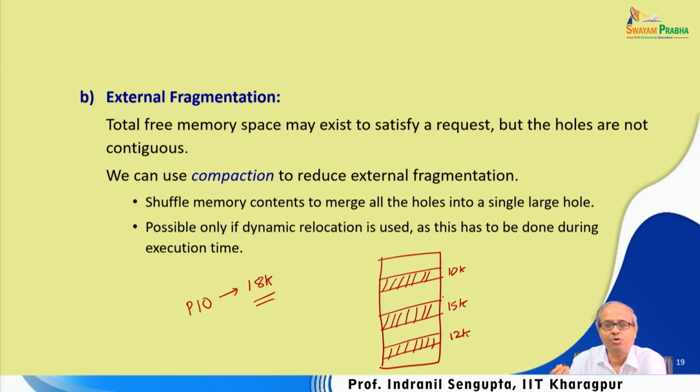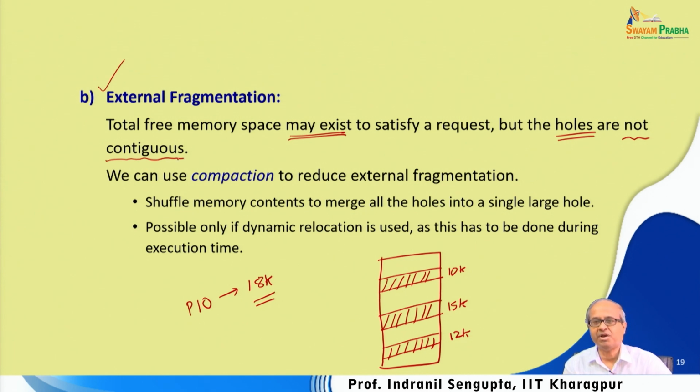None of these holes is large enough to load this, but the total size of the holes, 10 plus 15 plus 12, is 37K, which is big enough. But because they are scattered, I cannot find a single contiguous space of size 18K. This is referred to as external fragmentation: the total free memory space may exist, but the free spaces, or the holes as we call them, are not contiguous.